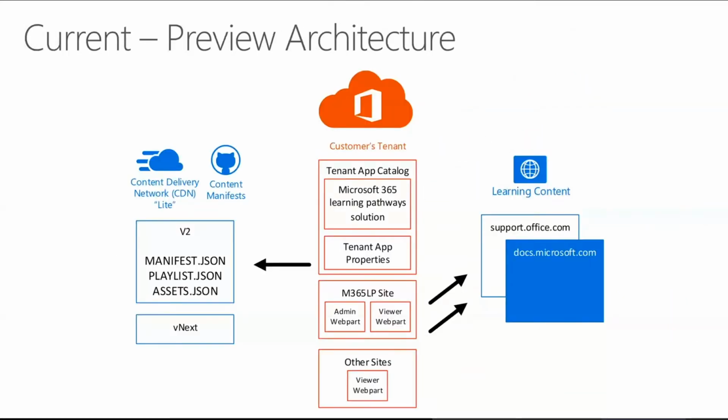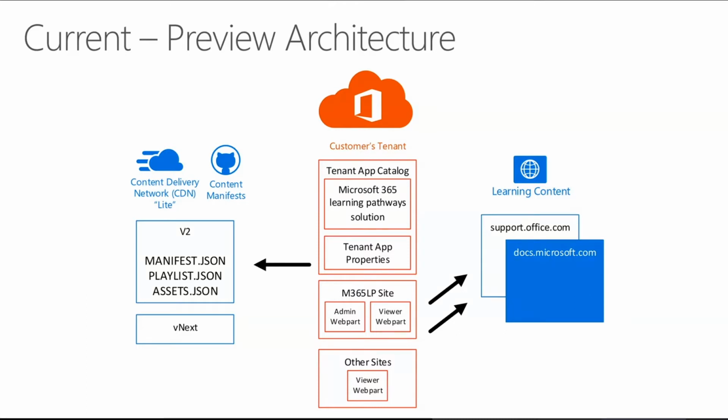So I wanted to just, again, I've shown this before, but I want to review the architecture of how Learning Pathways work. In your tenant, you would have deployed the Microsoft 365 Learning Pathways solution, which is a SharePoint Framework solution that contains 2 web parts, and it is provisioned into your tenant app catalog. Then you would have the Microsoft 365 Learning Pathways site, which is in general a modern communication site. And in that site, the admin web part will be automatically added to a single app part page so that you can administer your learning environment.